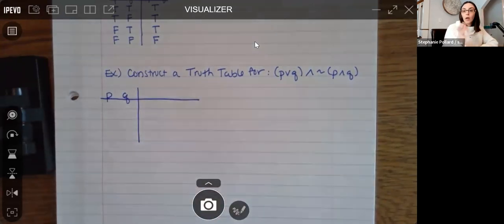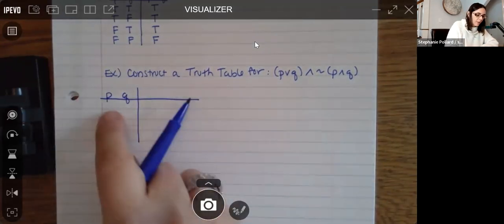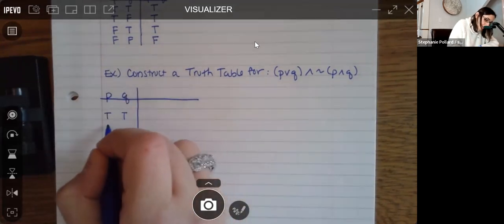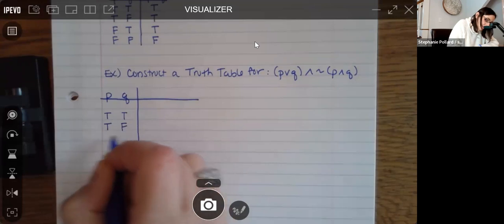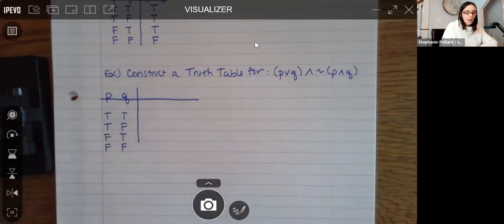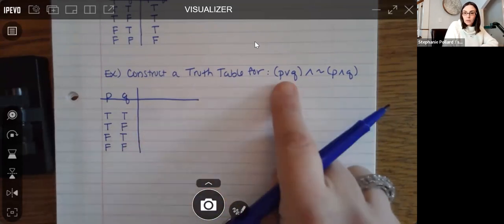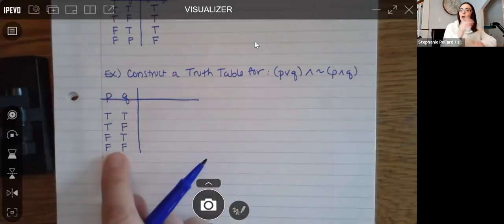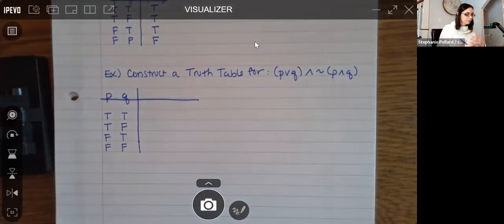And again, I'm going to think about all the combinations here. I'm just going to give myself a little bit of room so they can both be true. P could be true, Q could be false. P could be false, Q could be true, or they could both be false. So when you're starting with the truth table, you're going to look at all your variables, however many individual, unique ones you have, P and Q, you start with that and think about all possible combinations.